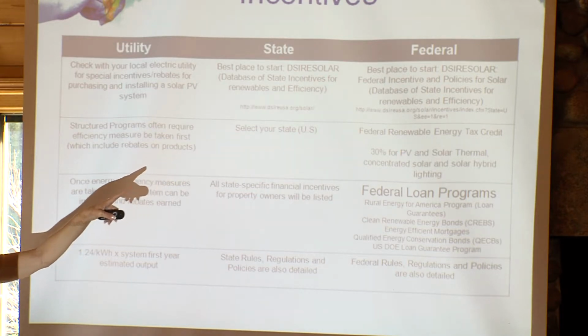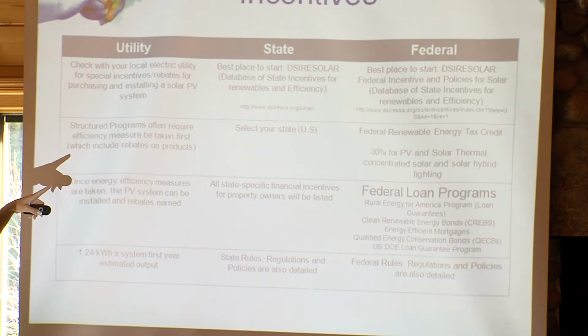The best place to start is Desire Solar. It's where you get a database. You can reach the database of federal incentives and policies for solar. You just click on your state, which in this case is Iowa. Then there are also federal loan programs. It's amazing how much is out there and people qualify for that they don't even know is there.